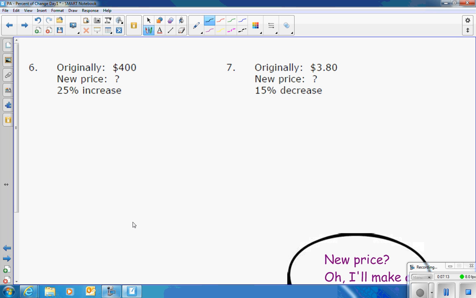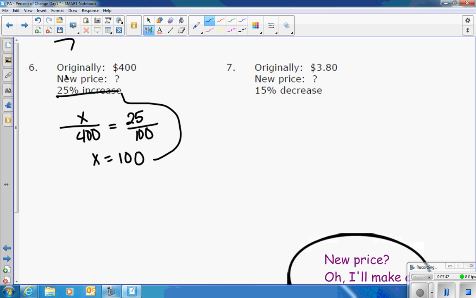So if originally my price was $400, I need to figure out the new price. I can't find out the new price until I figure out what that percent increase is. So 25% of my original amount is what I'm looking for. So when I cross multiply and divide, I'm going to get that my price increased by 100. Well, if it was originally 400 and it increased by 100, that makes my new price 500.